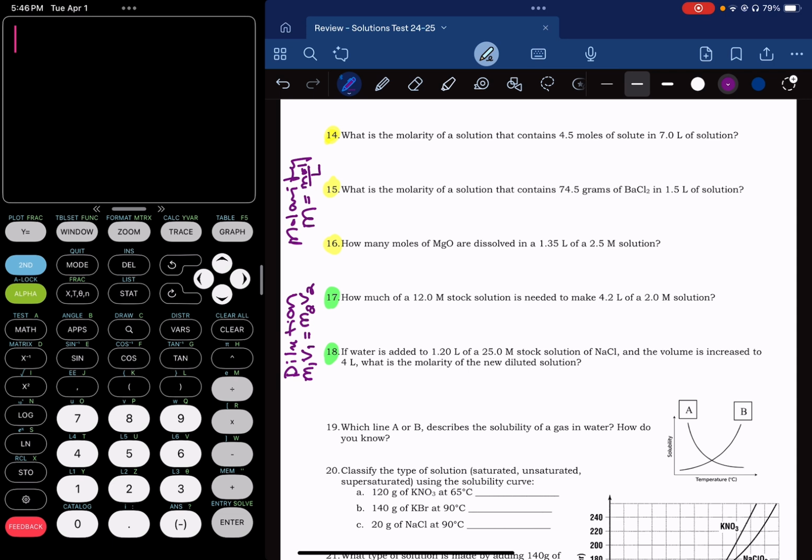So the first question says, what is the molarity of a solution that contains 4.5 moles of solute in 7.0 liters of solution? Let's break that down a little bit. Molarity just is a way to describe the concentration of a solution.